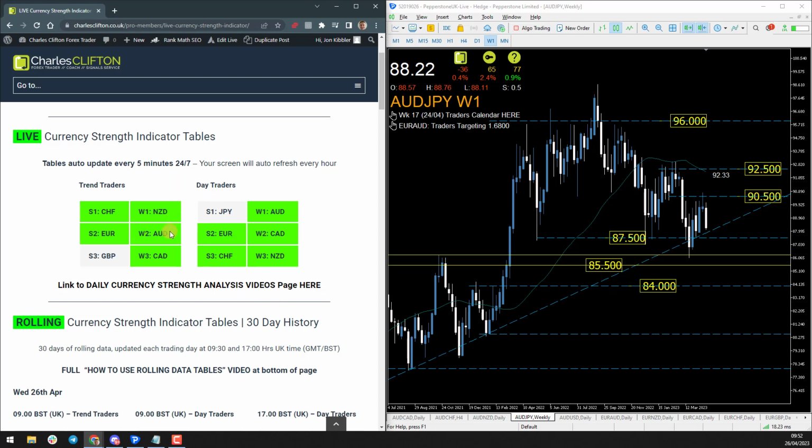That means there's a confluence between the two studies, and that's where we're focusing most of our attention in these videos. However, today we're going to talk about something a little bit different. We're actually going to talk about Aussie yen. Now, Aussie has been weak on the currency strength indicator tables for some time now, and we've been discussing a lot of Aussie pairs this week.